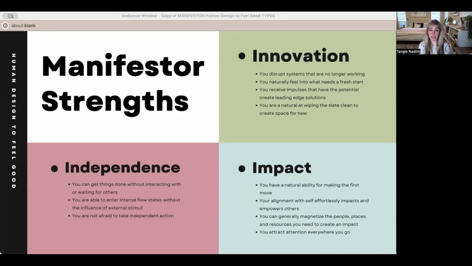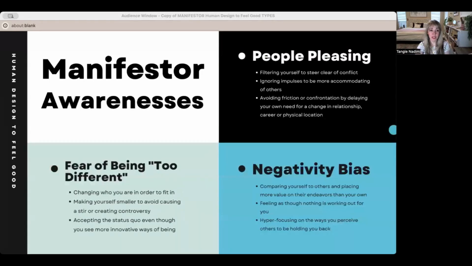They have a natural ability for making the first move. Their alignment with themselves, with their own aura, or with their strategy of informing effortlessly impacts and empowers others. They can generally magnetize the people, places, and resources that they need in order to create that impact. And they do attract a lot of attention everywhere they go. And I say that because of the defined motor to throat.